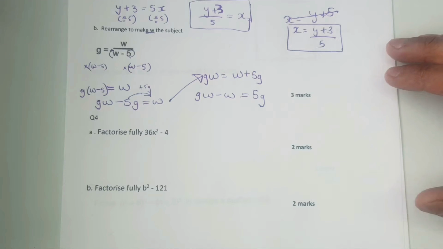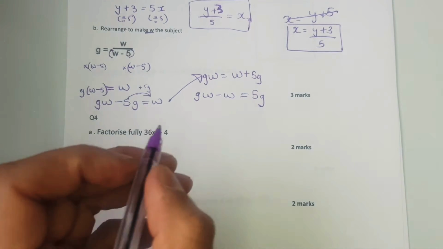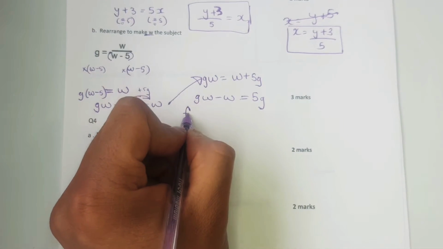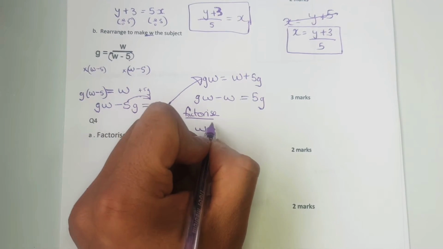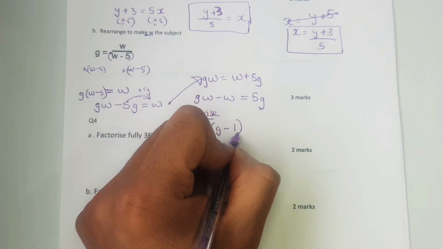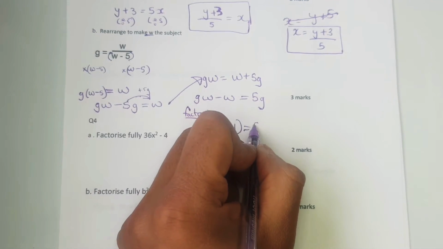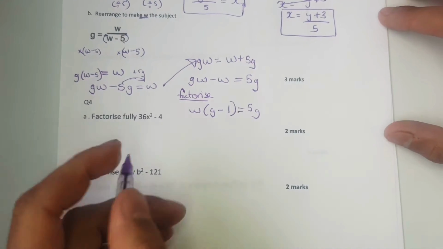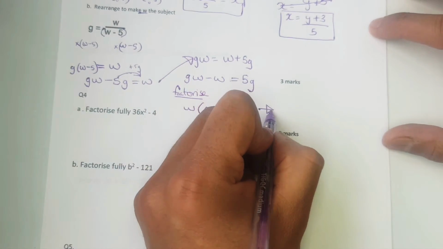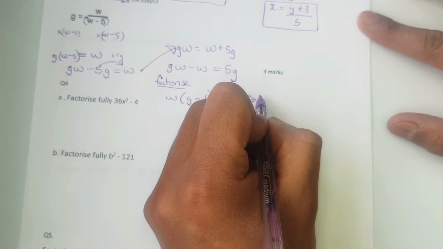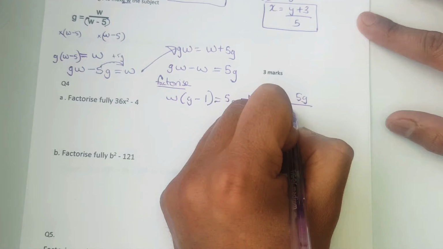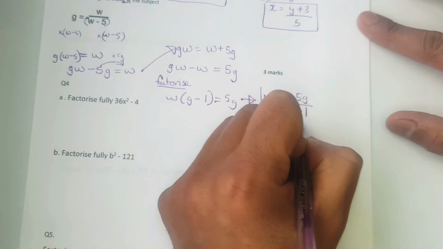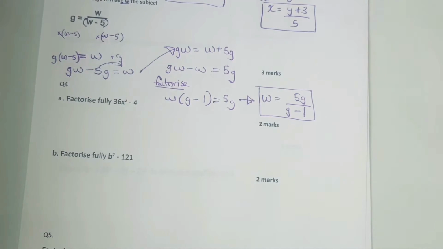And the next step, this step a lot of people do forget, is to factorize. So you have to put it in a bracket. The w is common, bring it out, w times g minus 1 equals 5g. And the last step, you're just going to simply divide both sides by g minus 1. So you're left with w equals 5g over g minus 1. And that should be your answer for question 3b.